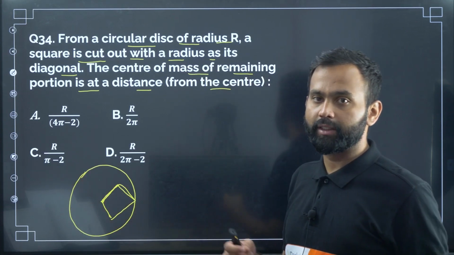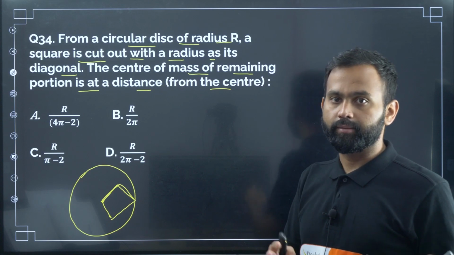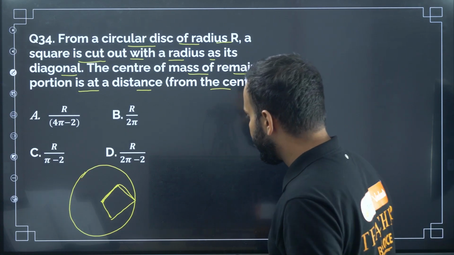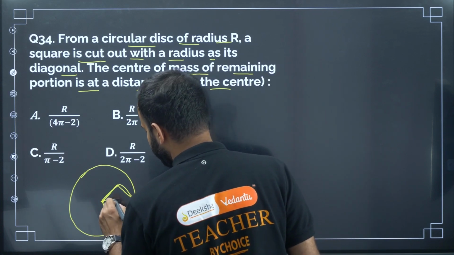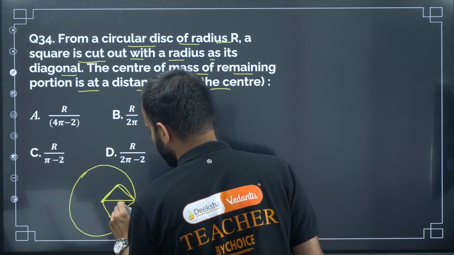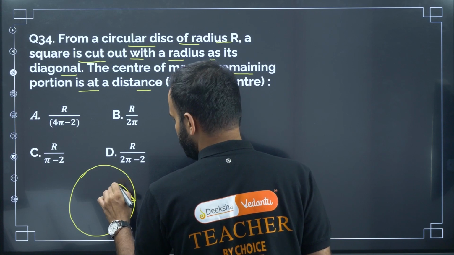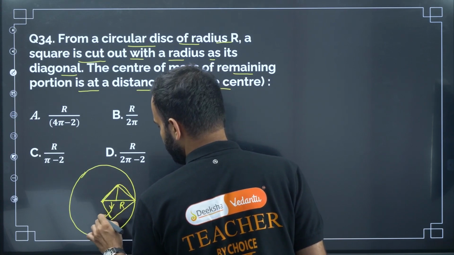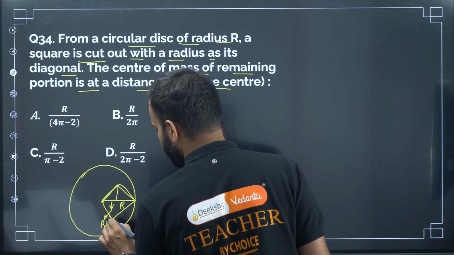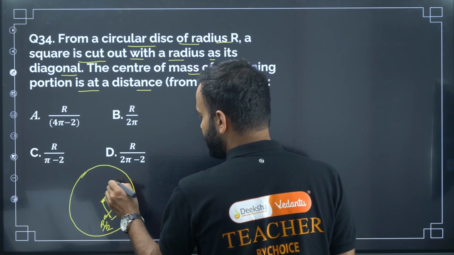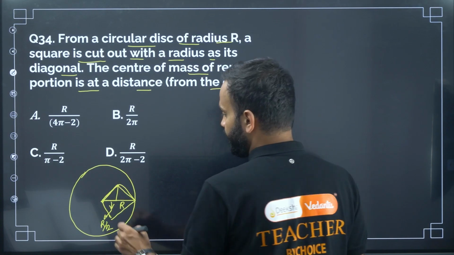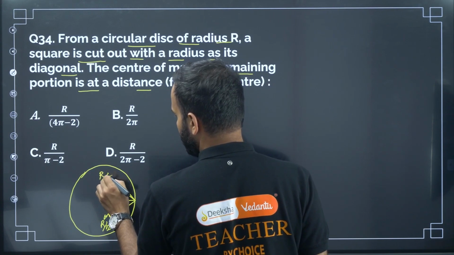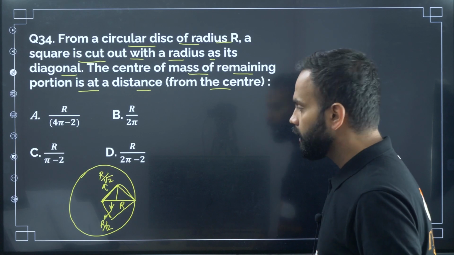We know that the center of mass lies on the heavier side of the object, right? Now this is r, so this will be r by 2 and r by 2. Now this is r by 2, r by 2 and r by 2. So what is the side of this square? The side of the square will be r by root 2, r by root 2, right?